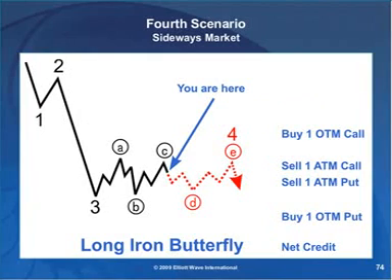What we can do is do what's called the long iron butterfly. And we do this if we feel that we're in the middle of a triangle. With the long iron butterfly, you're looking for a sideways move. You're selling the at-the-money puts and calls. You're earning the premium, and you're looking to earn the time decay. You're looking for just a short-term sideways move.